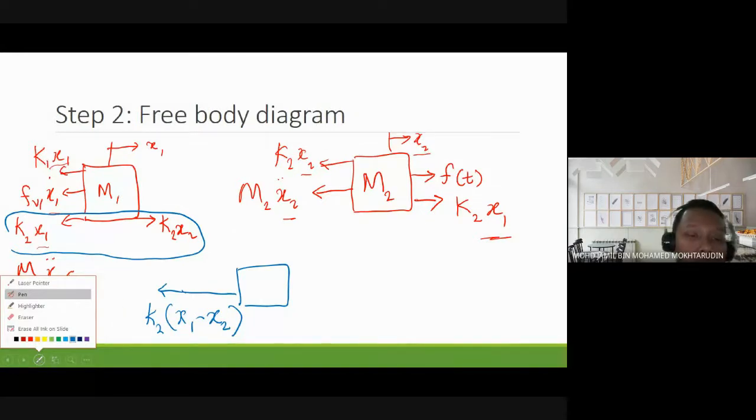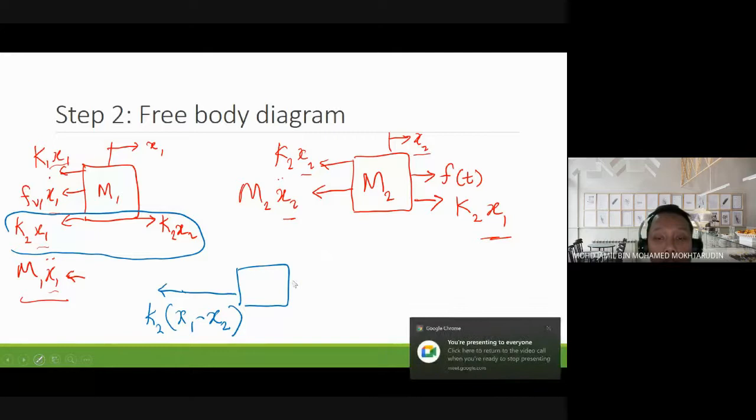Okay, so if you don't write the direction backward, let's say if you write the direction forward, then tak gerak. Okay, so you need to write K2 times X2 minus X1.